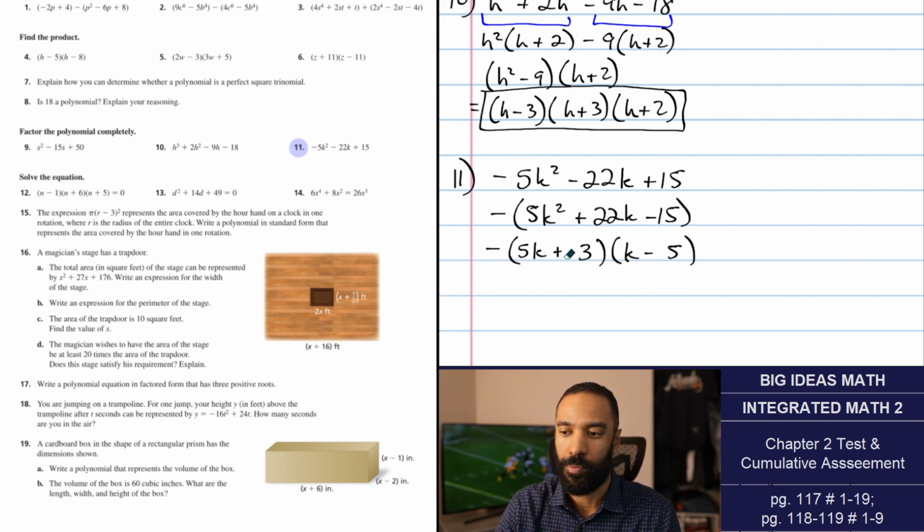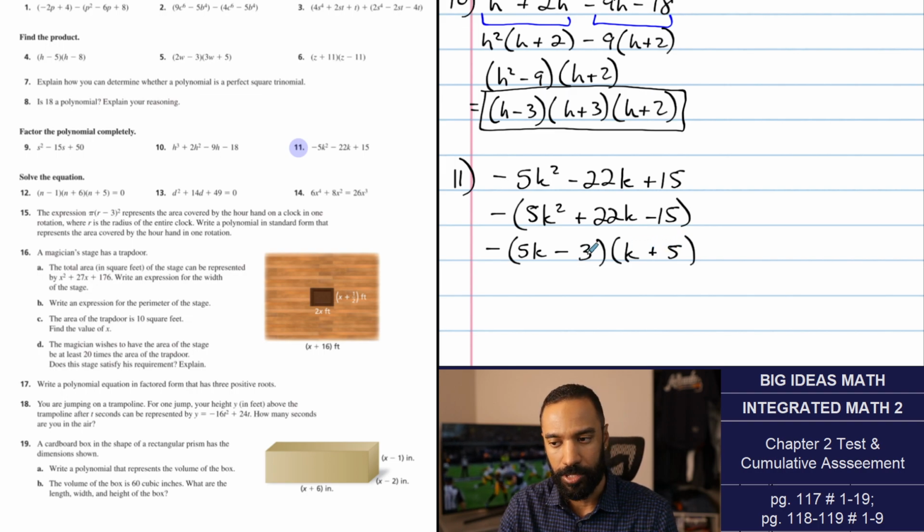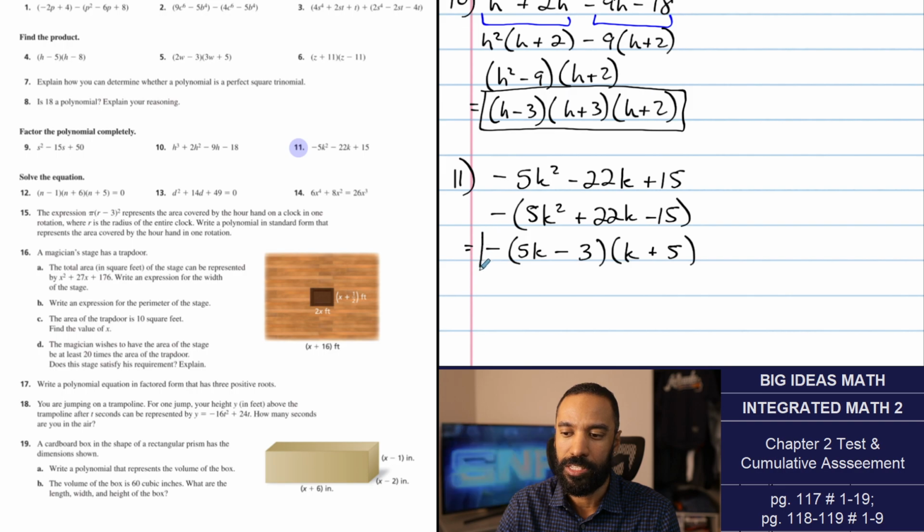So I have the numbers in the right spot, but I need to change their signs. This needs to be a minus, this needs to be a plus. So that is the factorization of this portion. The negative that's factored out right there means this is the final factorization of this guy.